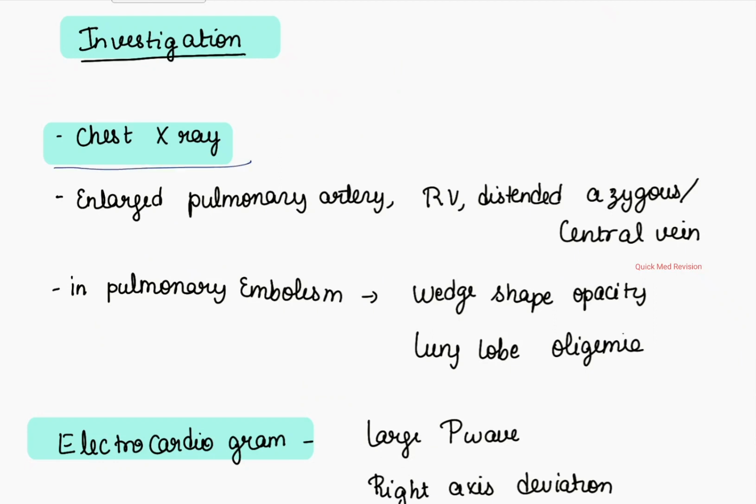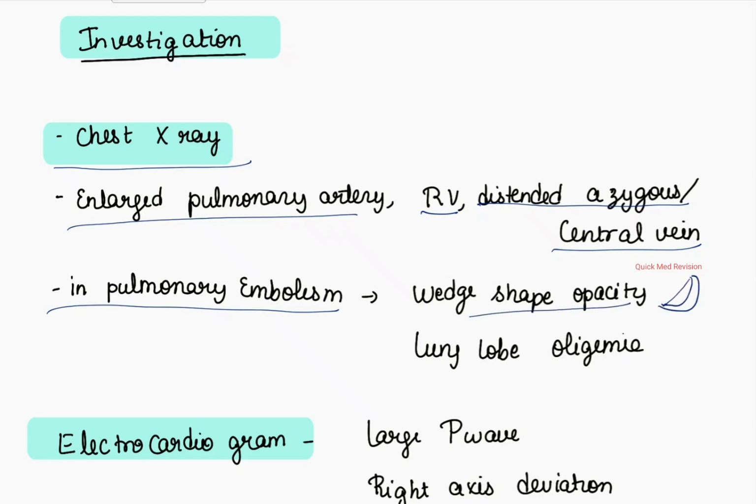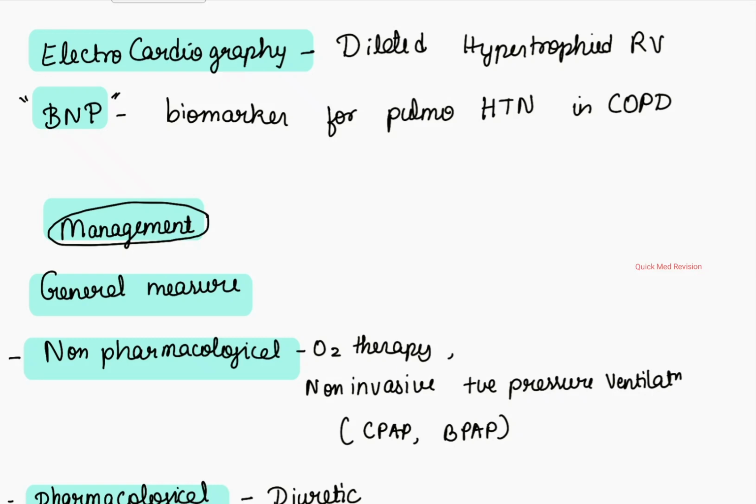Investigation: chest X-ray shows enlarged pulmonary artery, enlarged right ventricle, distended esophagus and central vein. In pulmonary embolism, there will be wedge shape opacity seen in the lung. Then we have lung lobe oligemia. Then electrocardiogram will show large P wave, right axis deviation. Echocardiography will show dilated hypertrophied right ventricle. BNP, brain natriuretic peptide, is a biomarker for pulmonary hypertension in COPD.